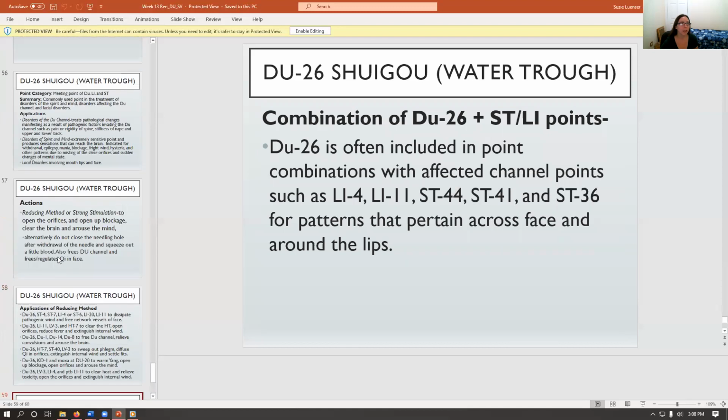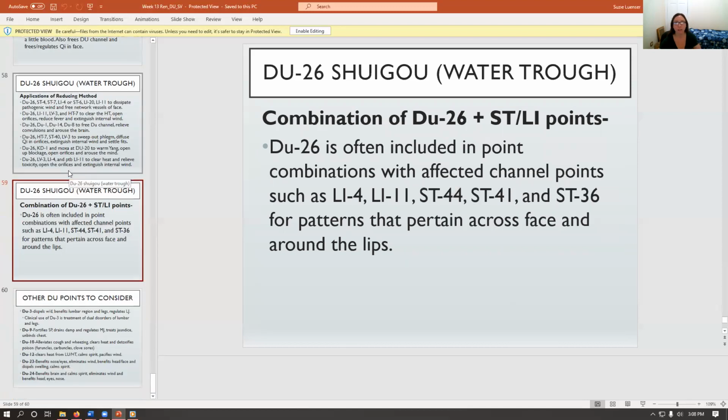The one thing I will say about do 26 is we often hear about this being a point for lumbar pain. I myself have not needed to use this point for lumbar pain thus far. We have a bunch of points on the body that are great for treating lumbar pain. I've had a lot of success with it. I don't use do 26 really unless it is absolutely necessary. I don't use face points in general unless they're absolutely necessary.